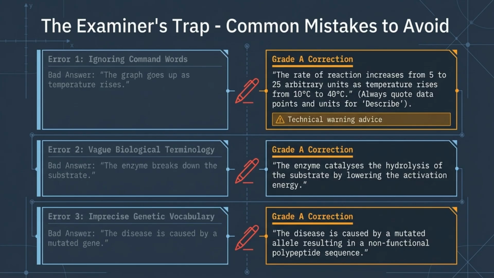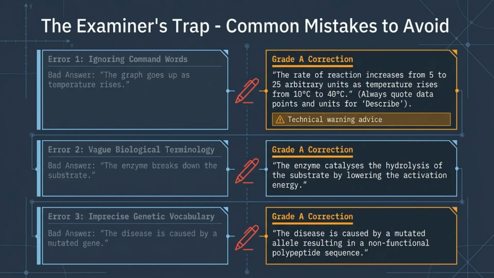Think you've got the right answer, but still losing marks? You're likely falling into one of these 3 common traps. Let's fix that. Trap 1. Being vague with data. Don't just say the graph goes up. Use the numbers. A grade A answer quotes the data. The rate increases from 5 to 25 units as temperature rises from 10 to 40 degrees. Always back up your claims with evidence.